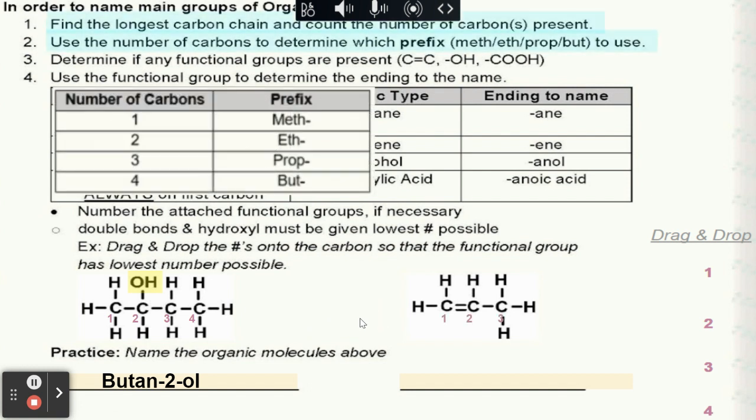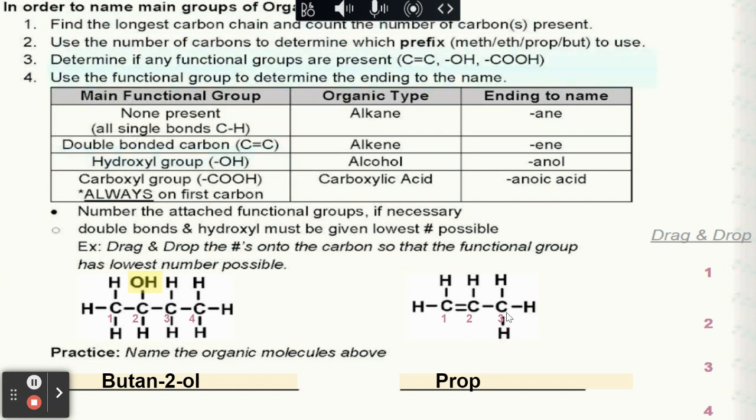All right, this one, again, how many carbons are in it? Prop is the longest chain, so prop. And then determine the functional group. I see a double bond, so that's going to be ene, an alkene. So we're going to add ene to the ending here.